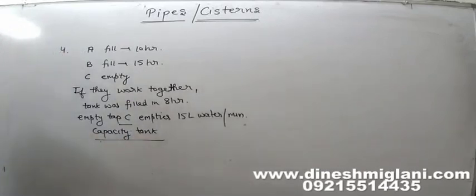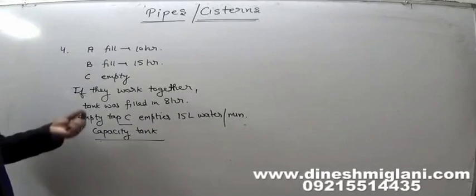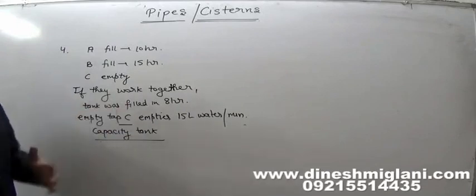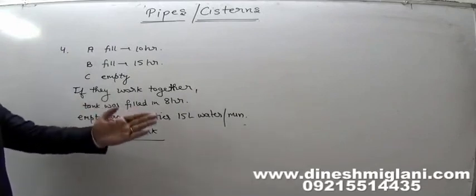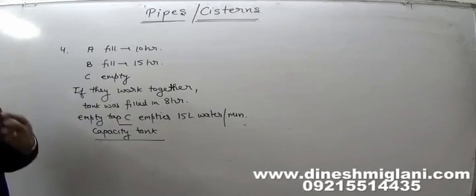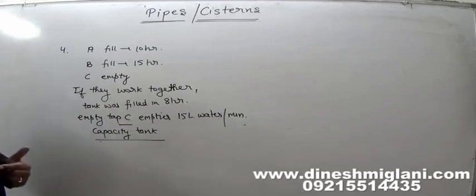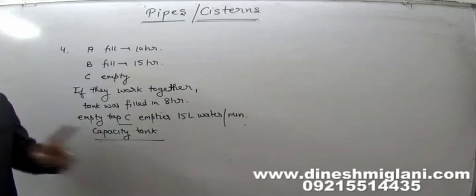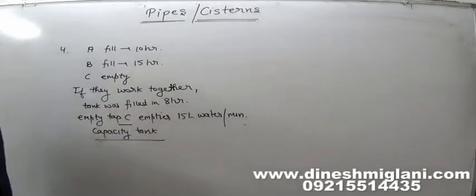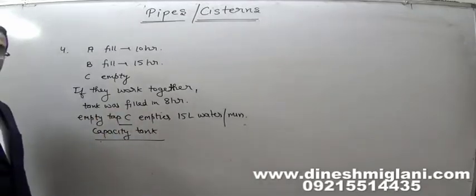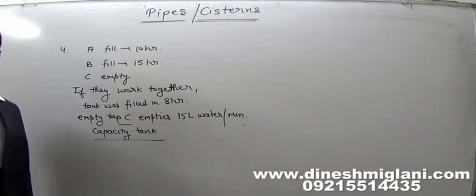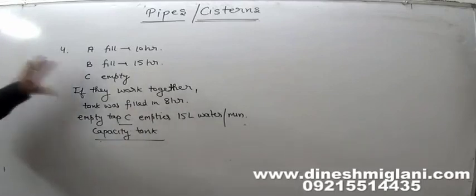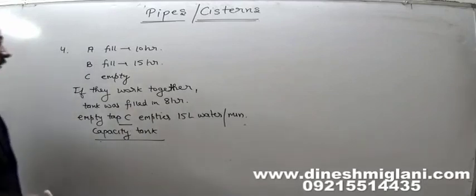Now, if I have to answer it, because I have to find the capacity of the tank, and about the capacity, only the C tab is given, that empties 15 liter water per minute. If I am able to find out how much time is taken by the C tab to empty it, with that I can answer my question. Now the question becomes, how much time is taken by the C tab to empty the tank? For answering this, one approach is very simple.